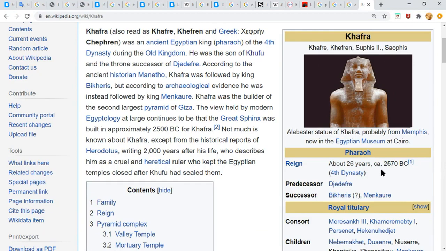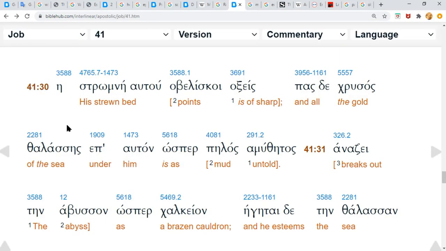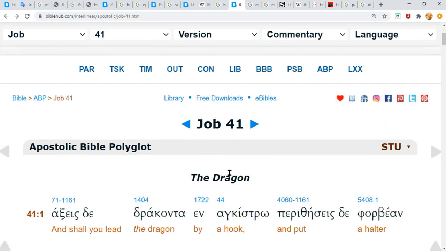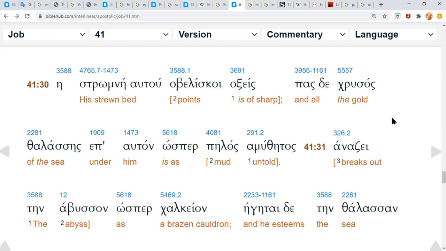So you can see that this judgment of Kufr is possibly around 2570 BC. I was reading this in the Hebrew, and it was fairly easy to figure out what it was saying, so I thought I'd come over here to the Greek and see if I could learn something. But in the Greek it's called the dragon. In the Hebrew it's called Leviathan. So on their interpretation, none of these words are right.